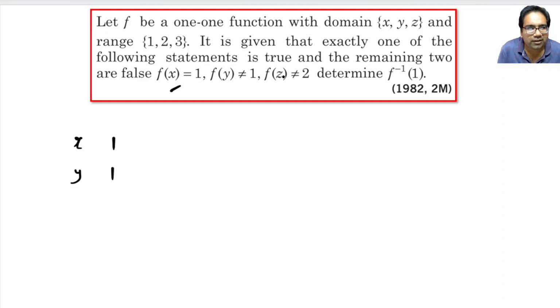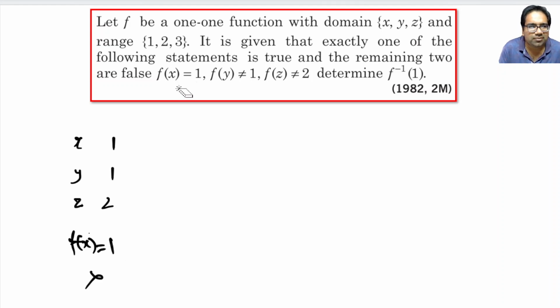Now f of z is not equal to 2 is false. What does that mean? What is true? z equal to 2. So clearly this is not one-one. One-one means x, y, z should be mapped to 1, 2, 3. This is not one-one. So f of x equal to 1 is true and the others are false. This condition is not helping us.